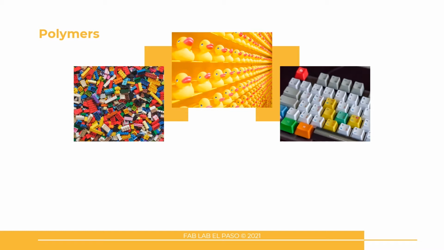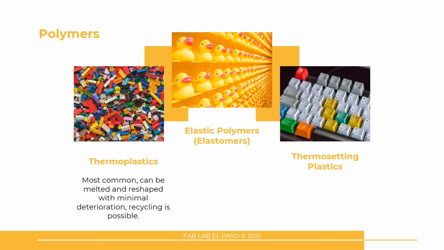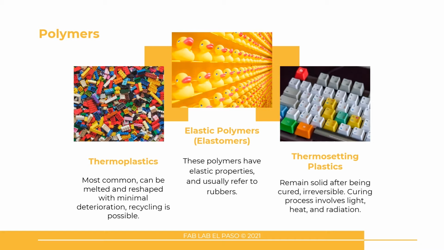What are polymers? The three most commonly used polymers are thermoplastics, elastic polymers, and thermosetting plastics. Thermoplastics can be melted and reshaped with minimal deterioration, which makes recycling this material possible. Elastic polymers, also called elastomers, have elastic properties and usually refer to rubbers. Lastly, thermosetting plastics remain solid after being cured by means of light, heat, or radiation. This process is irreversible, and this type of material cannot typically be broken down or recycled.